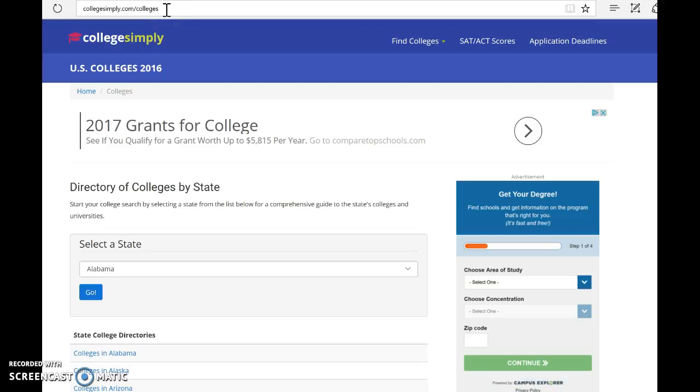CollegeSimply.com/colleges. This is an awesome website. Take a minute, write this down, have your teacher hit pause. If this is a junior course, you can all write this down. But this is where you're going to go and type in your specific scores and whatnot, and it can tell you your odds of getting in, and I just love it.